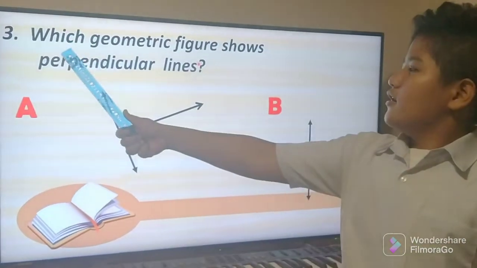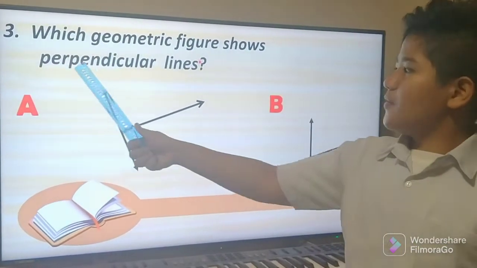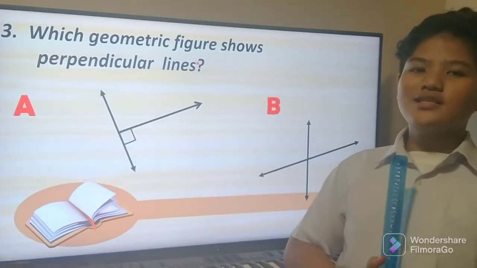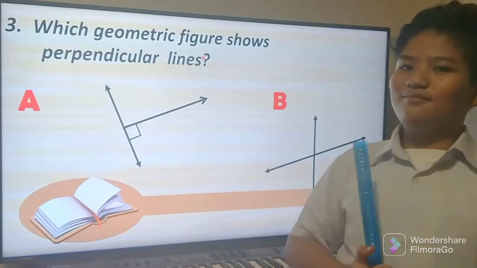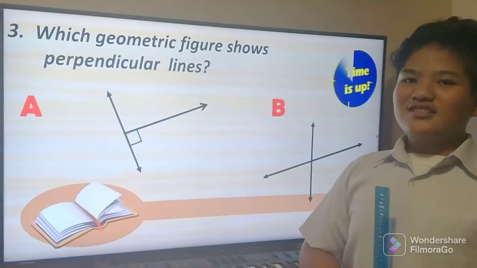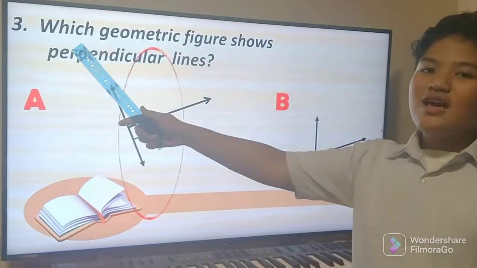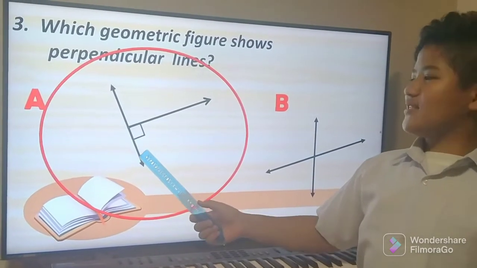Number 3. Which geometric figure shows perpendicular line? Is it figure A or is it figure B? What do you think is the answer here in 3rd question? Time's up! If your answer is letter A in number 3 question, yes, you're correct. The answer is figure A.